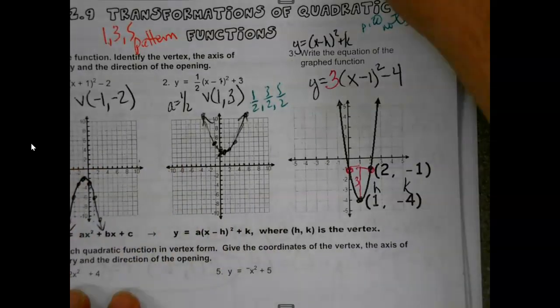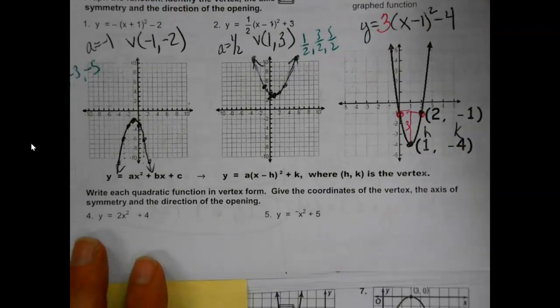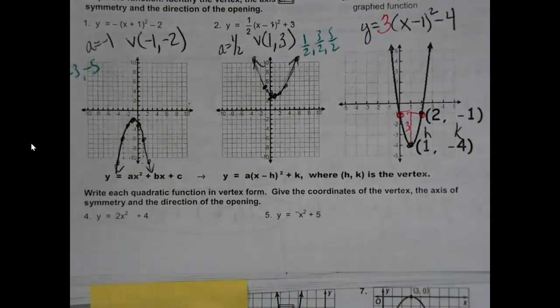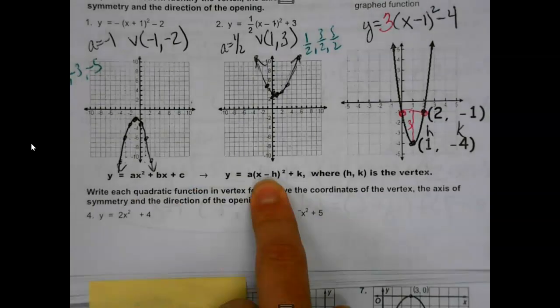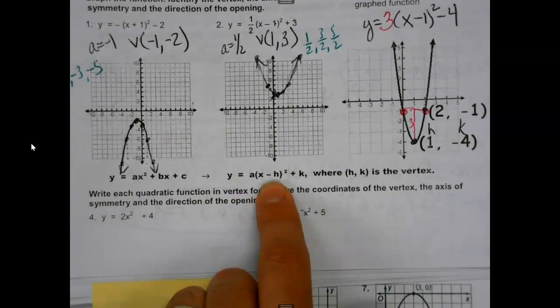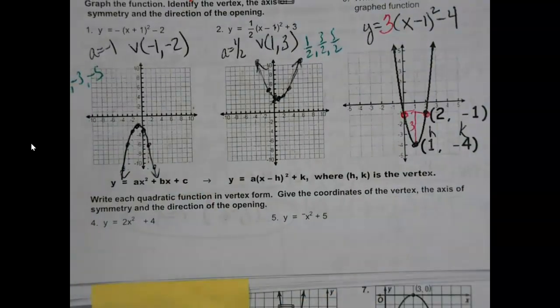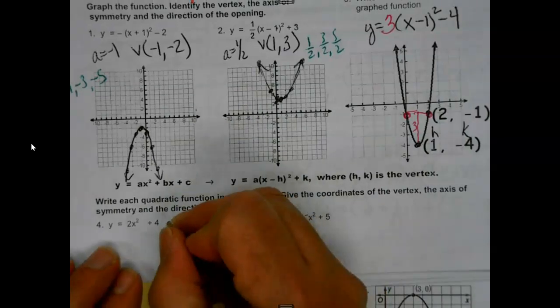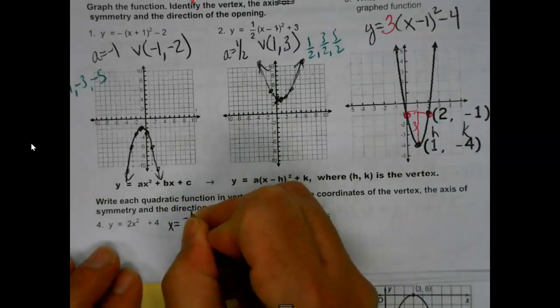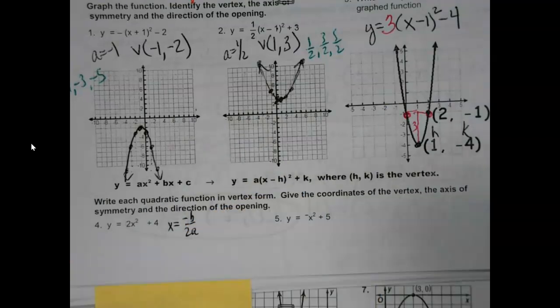So now it's going to turn into a pattern game. Write each equation in vertex form. This is standard to vertex. Give the coordinates of the vertex, the axis of symmetry, and the direction of opening. You're like, Hardy, we've done this already. Okay, you're right, but let's see some things here. Normally, to get my vertex, I do the opposite of b over 2a.